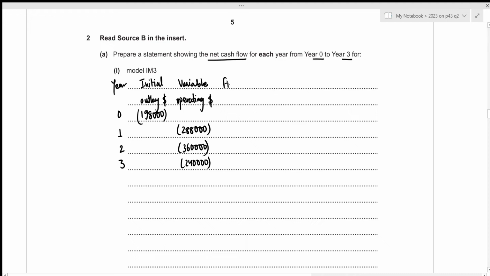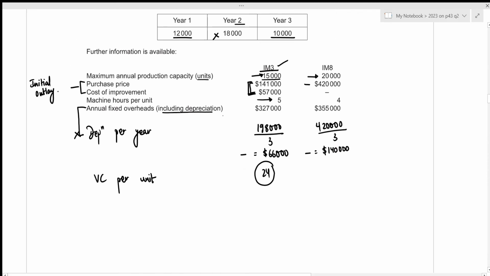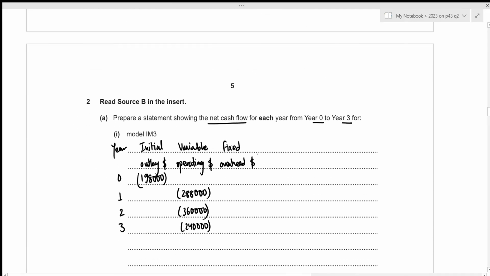Okay, then we also have the fixed overheads. And for the fixed overheads, we are given the amount, but this includes depreciation as well. Now we just need to subtract 66,000, which is the depreciation charge per year, from this 327,000. So that just gives the amount of 261,000, and that's going to remain constant for all 3 years. So we just need to subtract 261,000 as the fixed overhead for all of the years 1, 2, and 3.